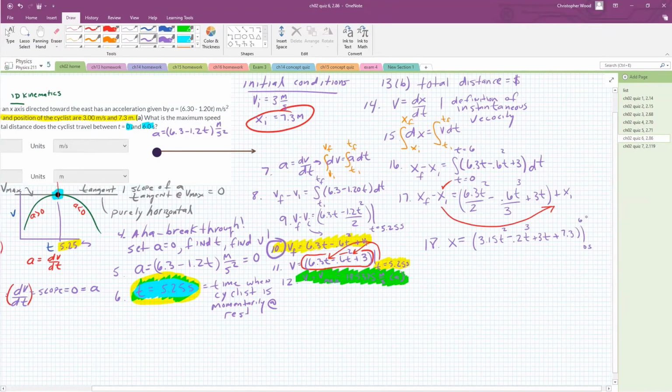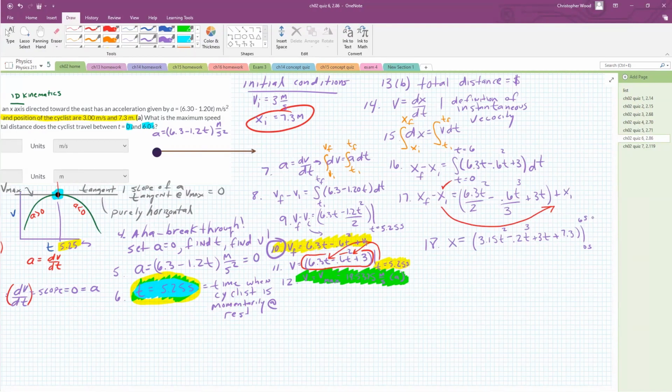If he's at 7.3 at t equals 0, then wouldn't you not add x initial, because he's not traveling that during the time period? But that's basically the head start. This motorcyclist started off at a head start of 7.3 meters. So you have to factor that into the net distance traveled.